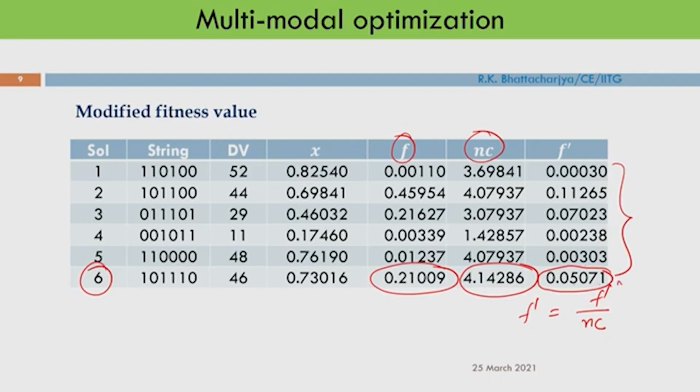0.05071. So, the fitness value has been reduced for this, and you can say that the fourth solution, that was not a crowded solution, and niche count is 1.42, earlier it was 0.00339, and now you are getting the modified fitness value of 0.00238. Okay. So, the fitness value of this particular solution has not been reduced much, and for the other crowded solutions the fitness value has been reduced. Okay. So, I am calculating the modified fitness value.